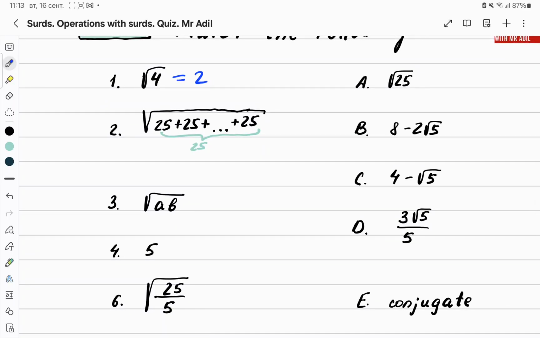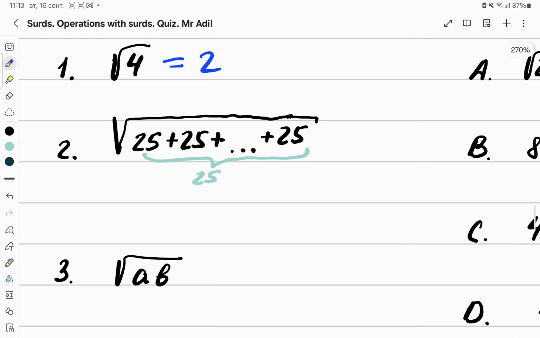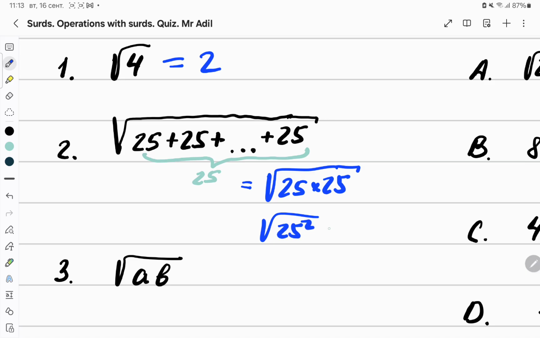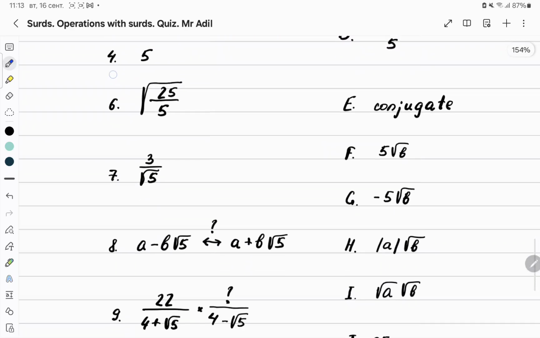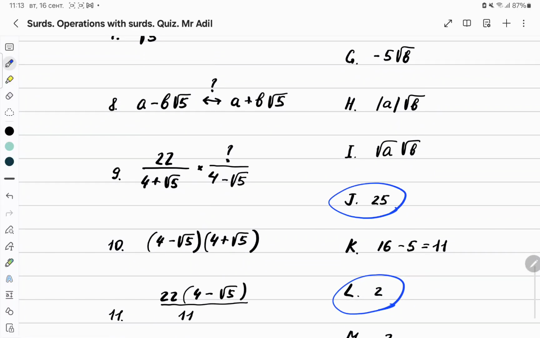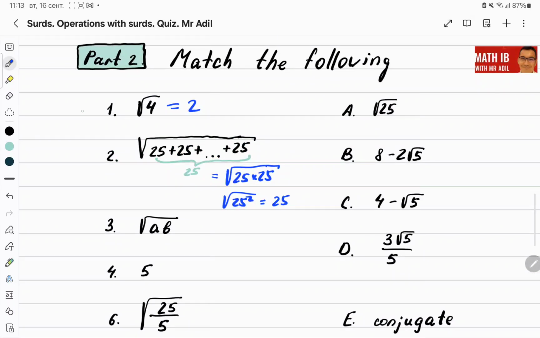It is 25 times 25 added to 25. So we can simplify this sum as 25 times 25. So it is 25 squared, and it is equal to simply 25. So then let's find the answer 25. It is J. Yeah, first was L, the second one is J.